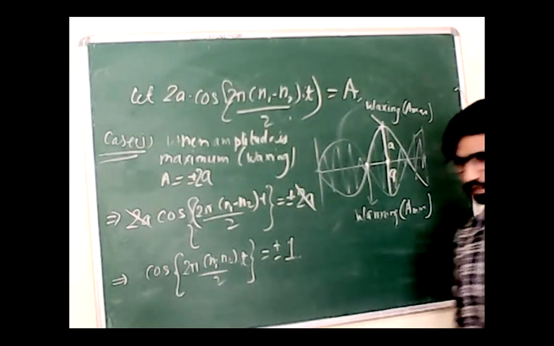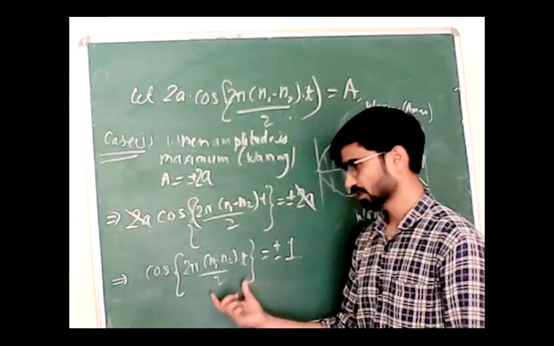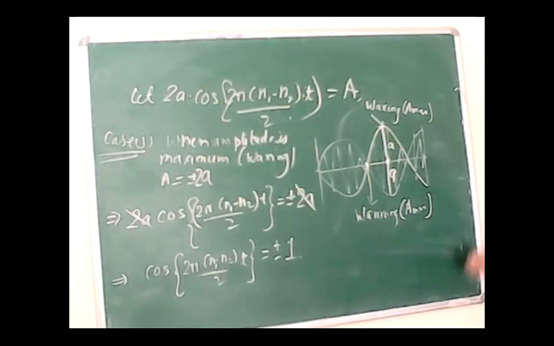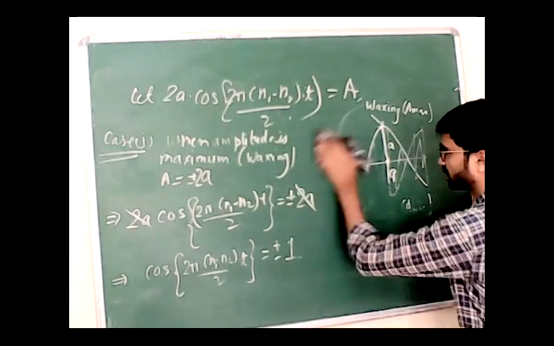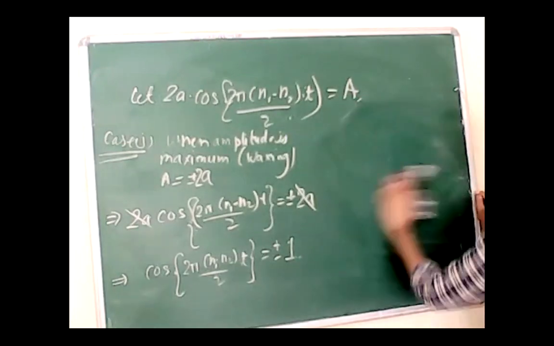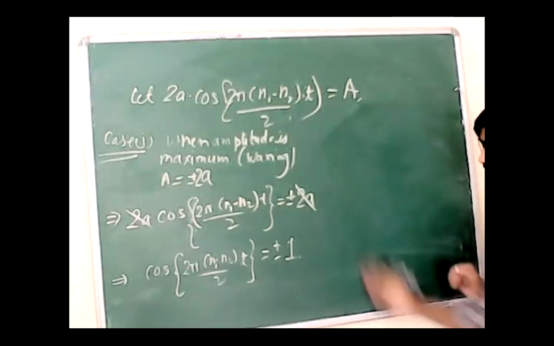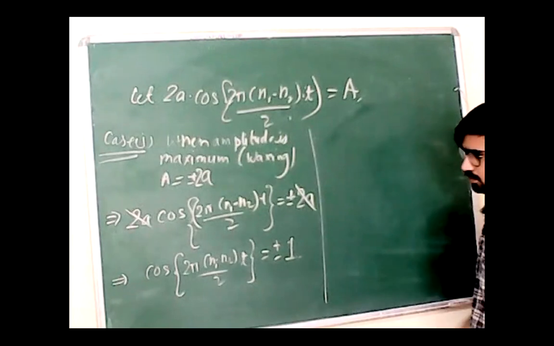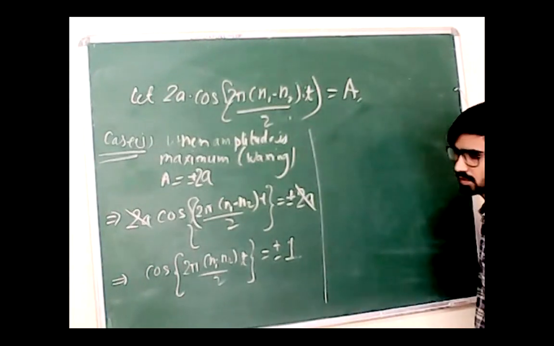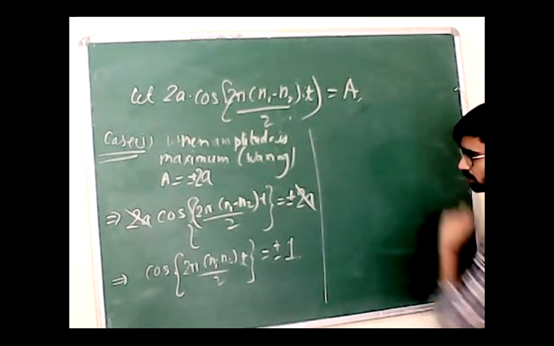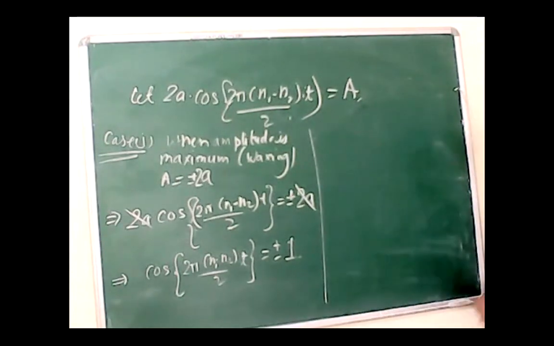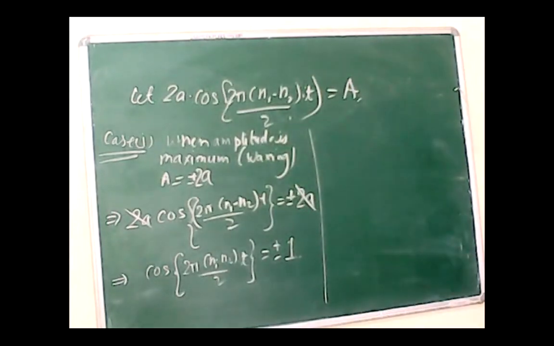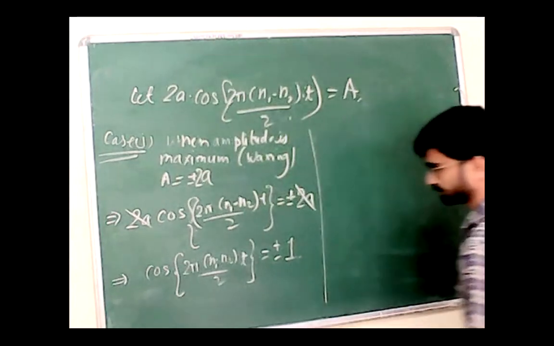Now tell me at which point or at which angle the value of cos is 1. Anyone? At which degree is the value of cos 1? Cos of what angle is 1? First is 0, cos 0 is 1, correct? The value of cos 0 is 1. Then after that, next is cos 180, that is pi.